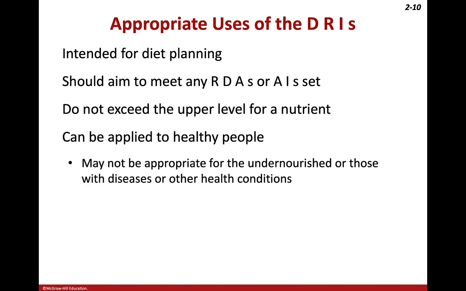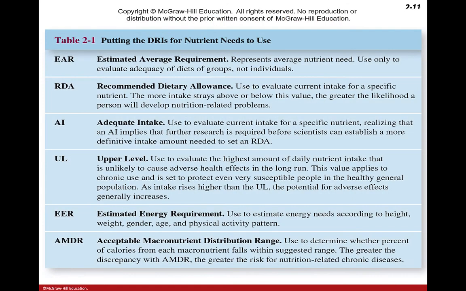Upper limits are there for a reason, so you do not want to exceed the amount that's set for the upper level for that particular nutrient. And they're also designed for healthy people. Generally, when we look at the DRIs, they're not really appropriate for those that are undernourished or those individuals that may have some underlying disease or health condition. So that is something to keep in mind: use the DRIs and use them appropriately.